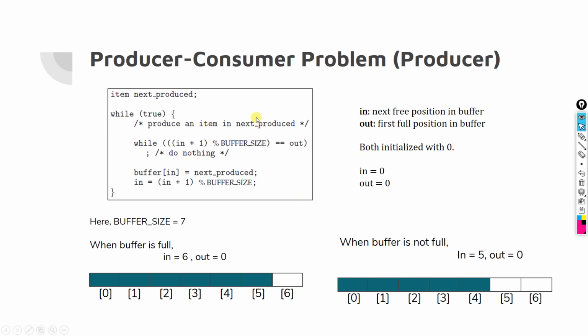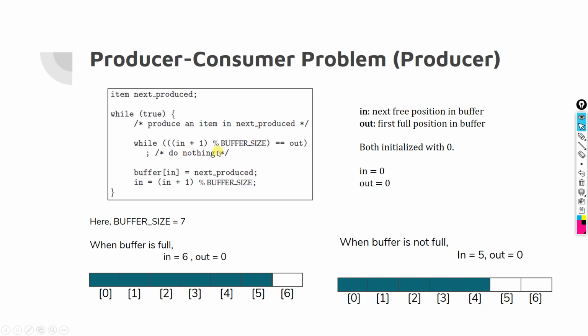So if you think about the solution, this is the code for the producer. The producer will produce items until the buffer is full, right? And the consumer will consume items until the buffer is empty. Okay, so let us focus on the producer. So what will the producer do? The producer will check if there is empty space in the buffer. If there is any empty space, then it will produce a new item. So here we use two variables, one is in and another is out. So in represents the next free position in the buffer, and out represents the first full position in the buffer that can be consumed.